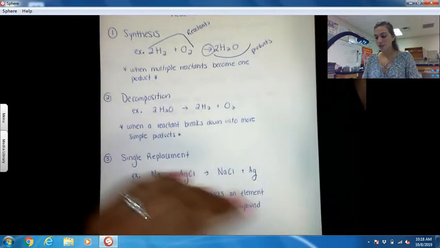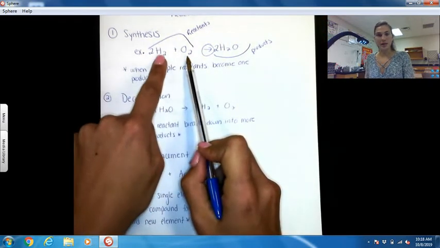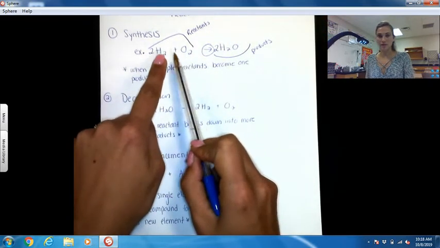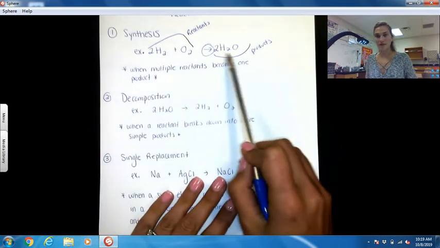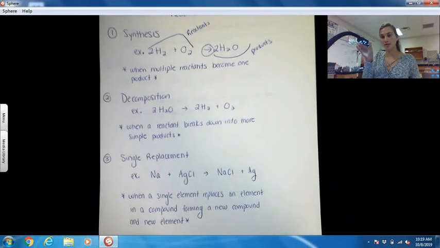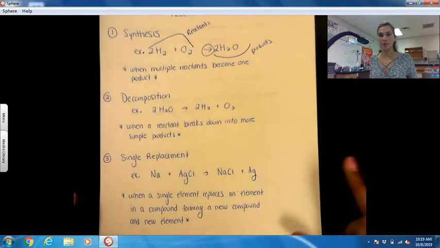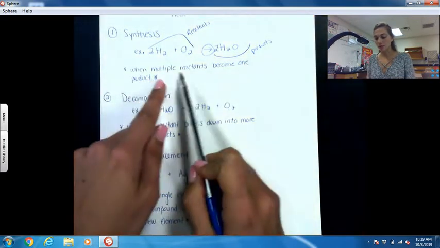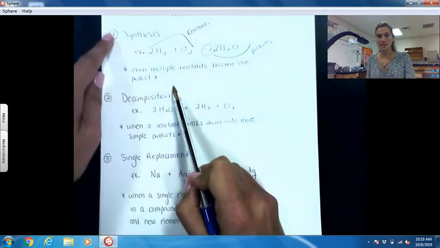So here we have hydrogen and oxygen that are reacting together and form water as our one product. Let's see if that makes that any better. Okay, perfect. So multiple reactants becoming one product is a synthesis reaction.